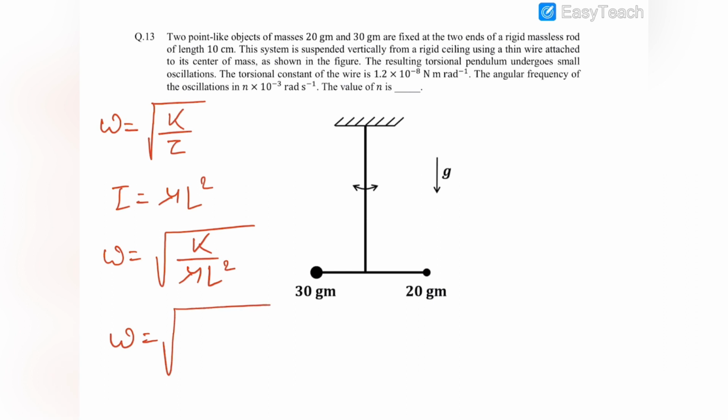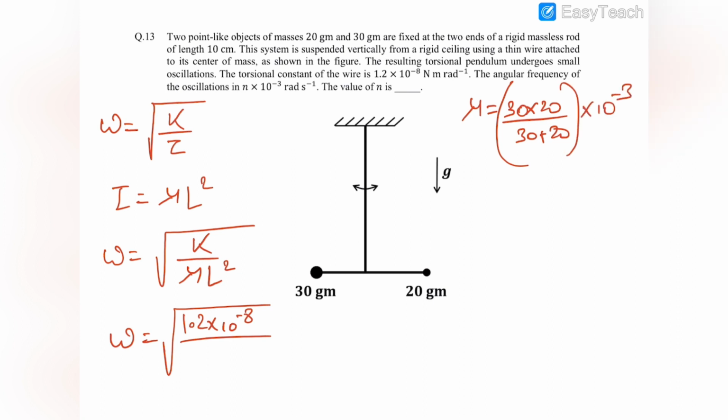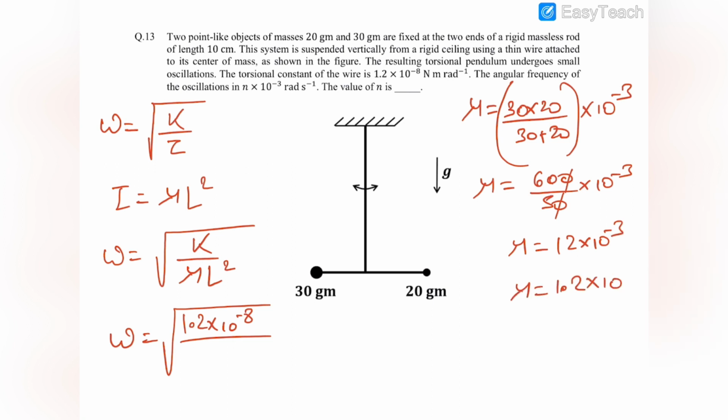Now the value of the torsional constant is 1.2 into 10 raised to power minus 8, and mu is the reduced mass, so let us find out mu, which is 30 into 20 divided by 30 plus 20, into 10 raised to power minus 3 in kilogram. So mu would be 600 by 50 into 10 raised to power minus 3. So mu would be 12 into 10 raised to power minus 3, or we can write it as 1.2 into 10 raised to power minus 2.